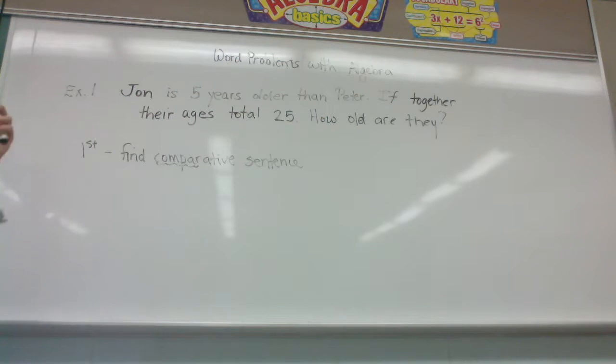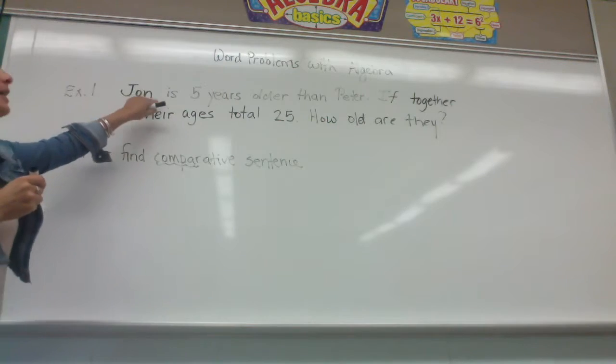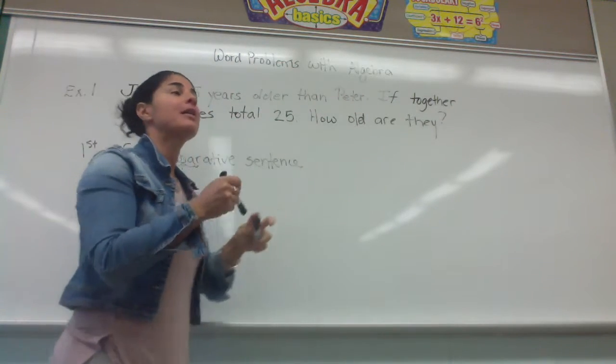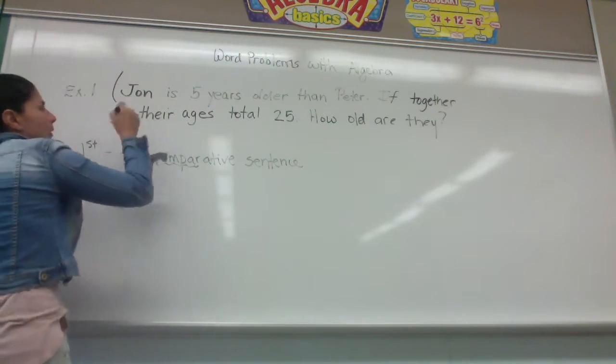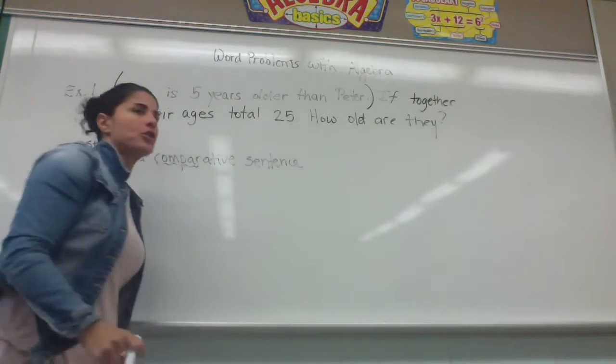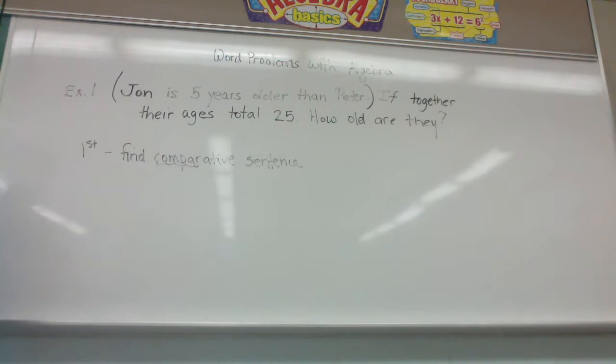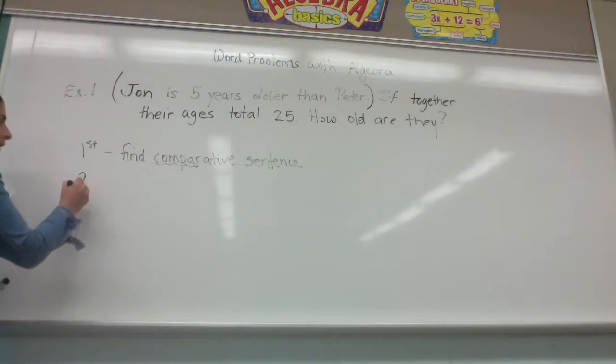So let's put brackets around the sentence that is comparing two people's ages or two people's things or whatever. Here I see John is 5 years older than Peter. That's a comparison. Here, we're comparing John and Peter's age. It's not always the first one, because in word problems sometimes they just give you extra information. So I want you to first find the comparative sentence. So far, so good?